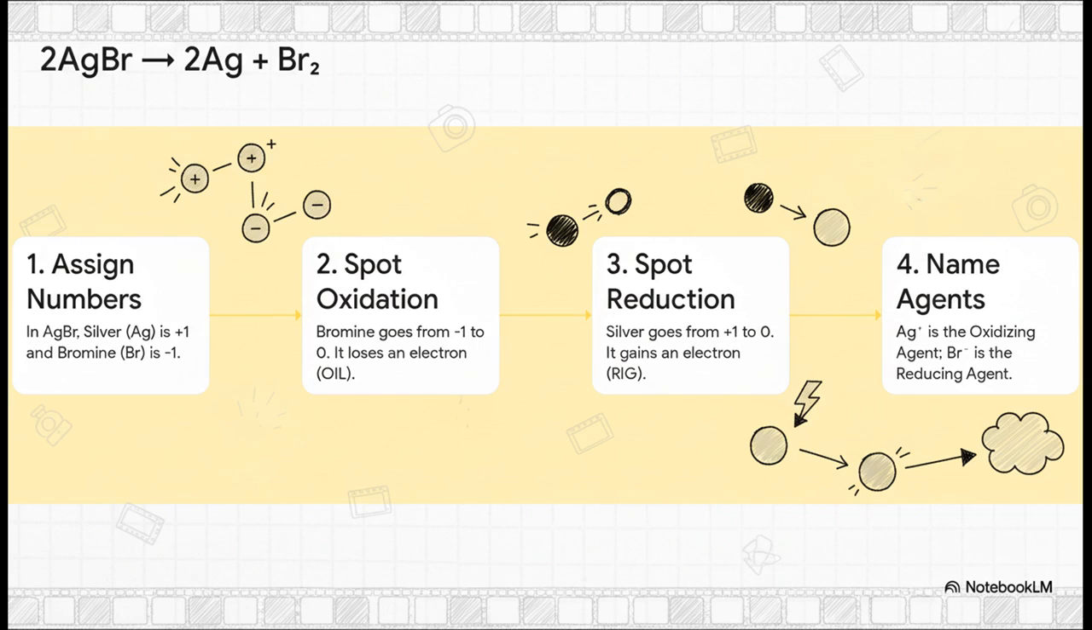And finally, let's name our agents. The silver ion took the electron, so it's the oxidizing agent. The bromide ion gave the electron, so it's the reducing agent. And here is the absolute magic. This invisible little electron transfer creates tiny solid particles of pure silver. And millions of these particles are what actually formed the black and white image on the film. That's chemistry you can literally see.